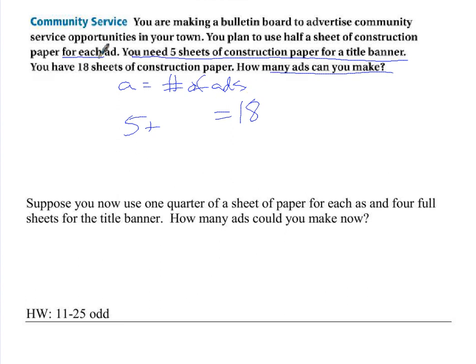The words for each, or per, or for every, or things like that, usually give away the variable. So it says you plan to use half a sheet of construction paper for each ad. That means that the half is going to be attached to my ad in some way, attached to my A. So how can I write that?